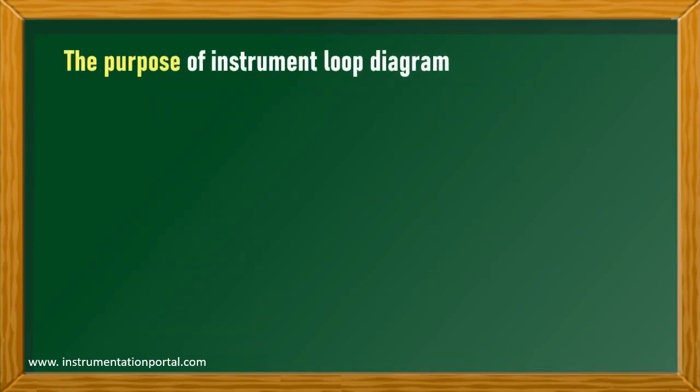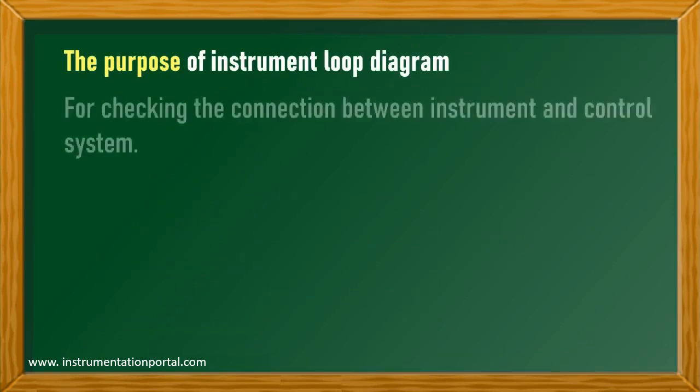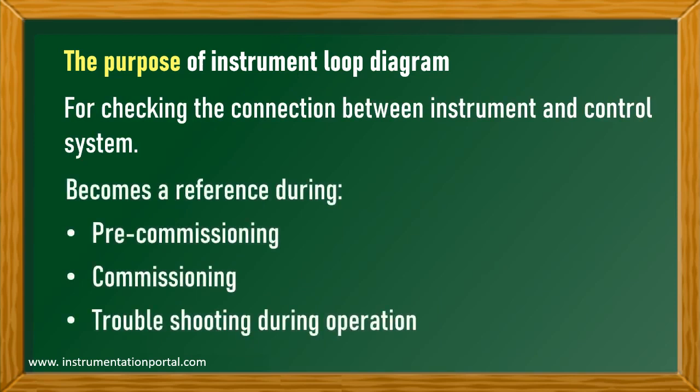The purpose of instrument loop diagram is for checking the connection between instrument and control system. It becomes a reference during pre-commissioning, commissioning, and troubleshooting during operation.